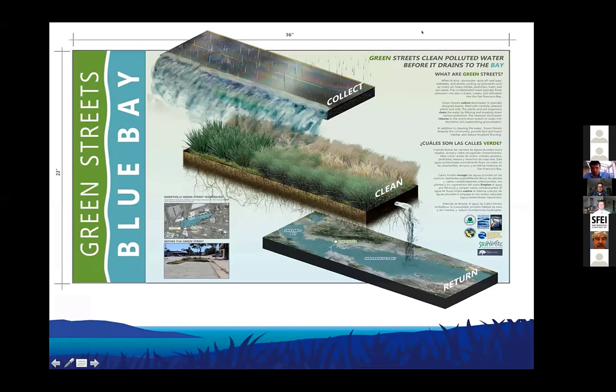This picture is an example of interpretive signage that's being installed along a project that I'm managing on San Pablo Avenue in the East Bay. And the graphic basically shows that mechanism of water sheeting into a landscaped area and then that cleansed water eventually getting out to the bay. And this graphic is available for any municipality to modify and use in their own green infrastructure projects, specifically Green Street projects, to help brand the concept of green streets into the public consciousness. Next slide.